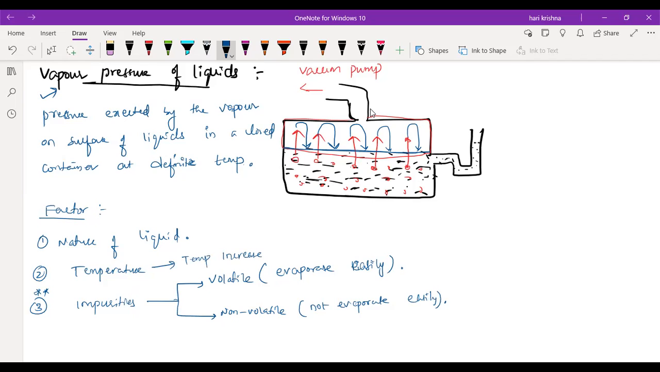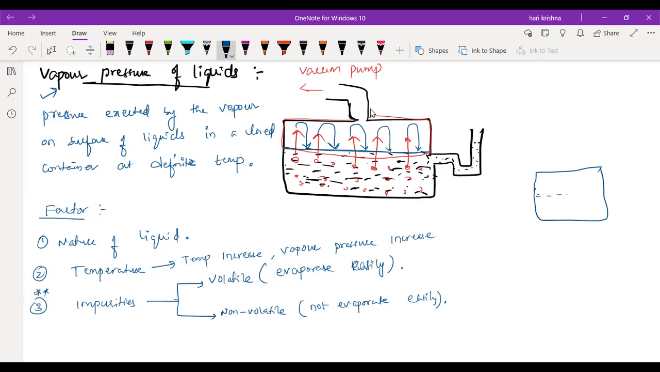Yes or no? Yes, sir. If the particles move easily from the liquid phase to the vapor phase, will the vapor pressure increase or decrease? It will increase. But see here, take simple logic.